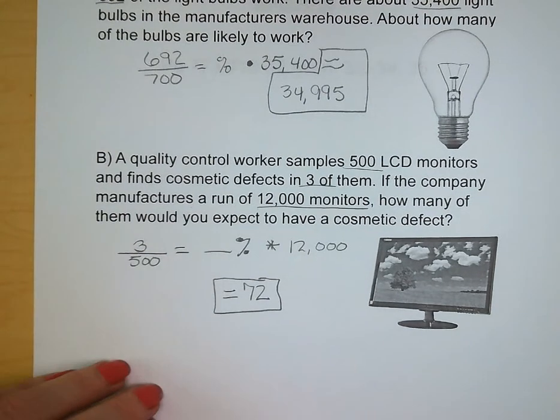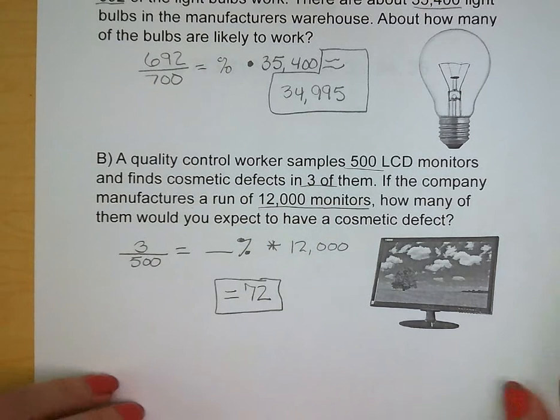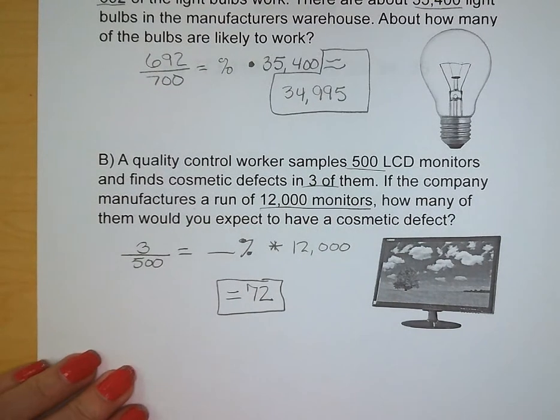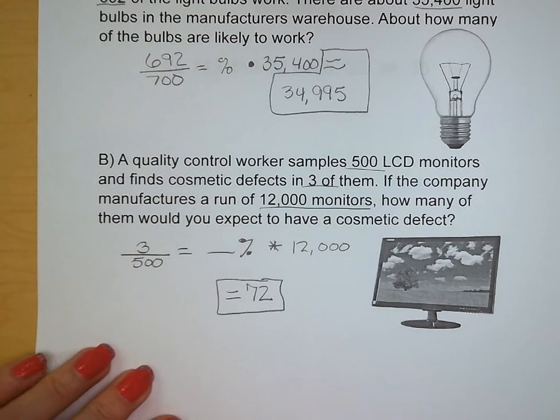So this is the real world application. Companies, any kind of manufacturer is going to do this all the time. They will select randomly a number of their product, and if it's too high of a percentage that's defective, they will shut down their production line and figure out what is their problem. So this is a way that you can make sure that your company is providing a quality product.